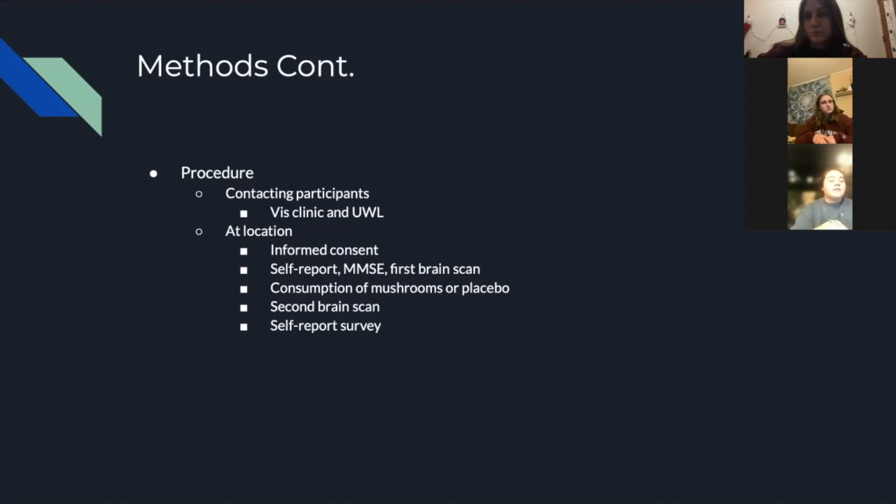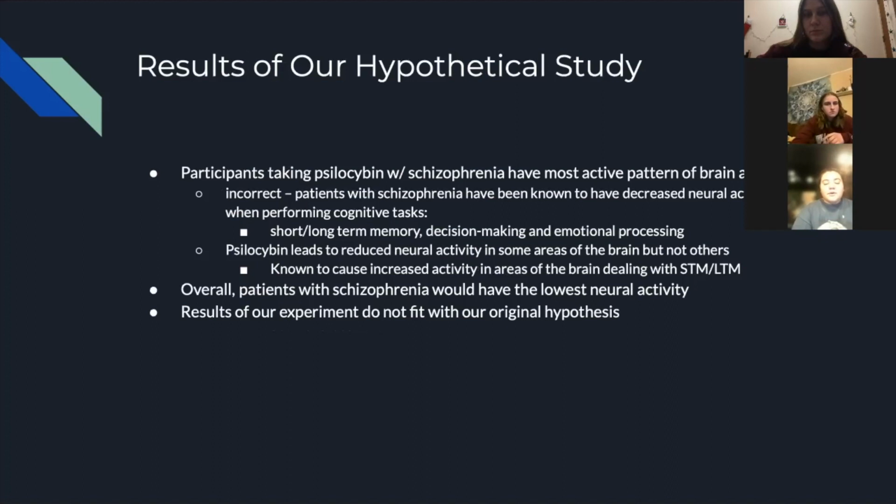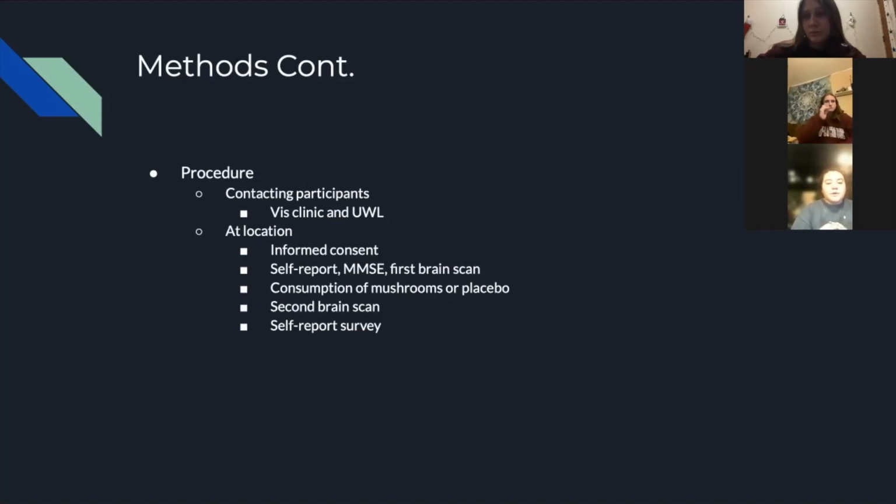How we will get the other group, we would reach out to students on campus, because our students on campus are going to be in that average onset age of schizophrenia, early 20s to early 30s. So UWL students would perfectly fit that age bill. We would have this at a location at a medical facility so that we would have access to an fMRI machine.